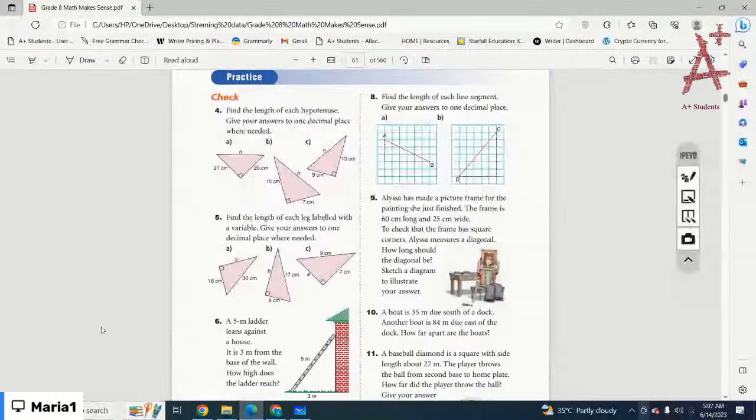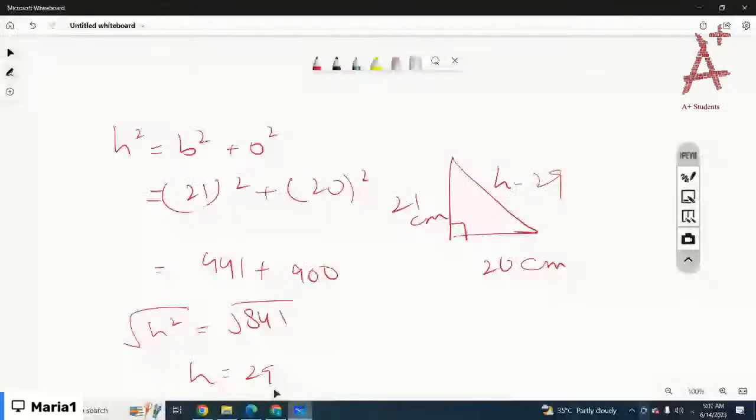Just look at question number 5. Find the length of each leg labeled with the variable. Give your answer to one decimal place where needed. Got it? So let's start with the first one. A, you have 18 and 30. Now if any of the sides is missing, you can calculate it using the Pythagorean theorem. Got it?